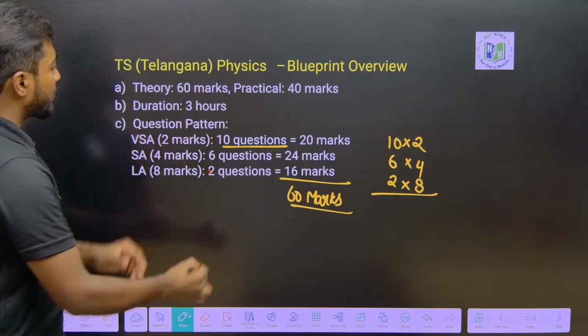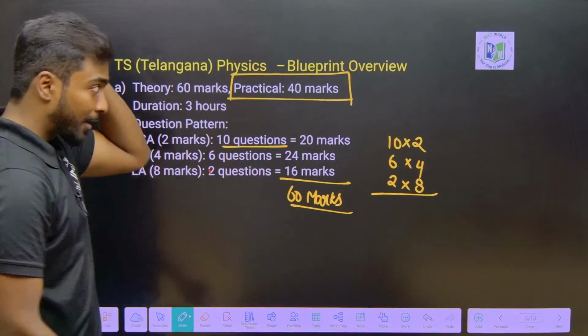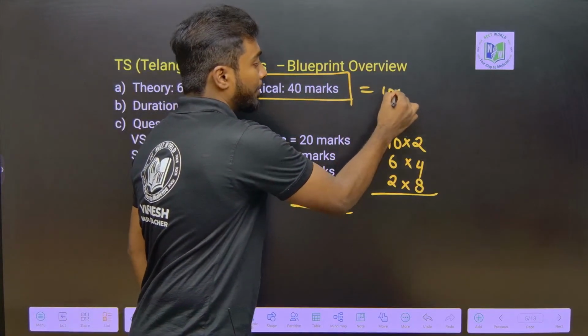The same thing for practicals, that is lab experiments, 40 marks. So the total marks will be 100.